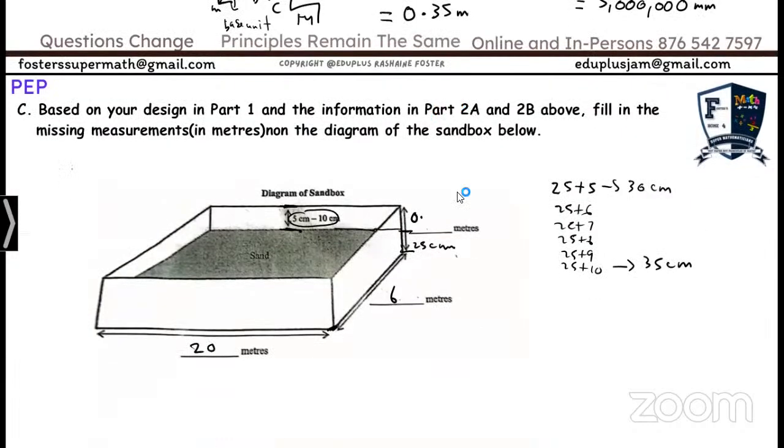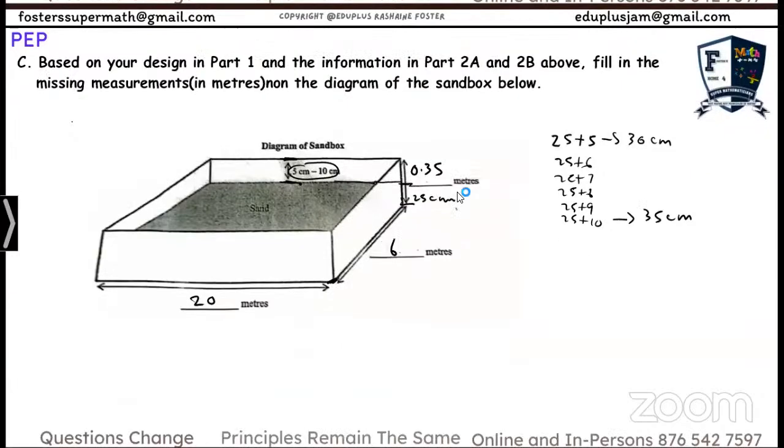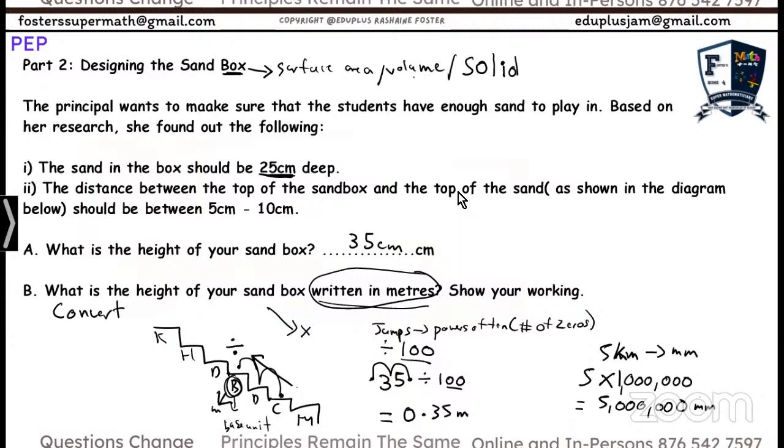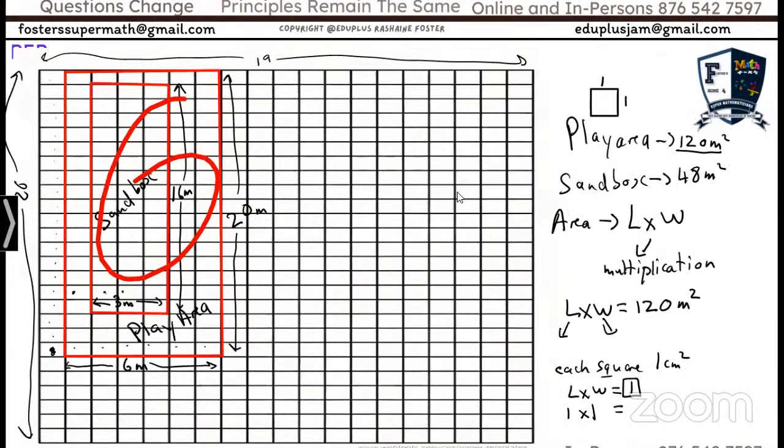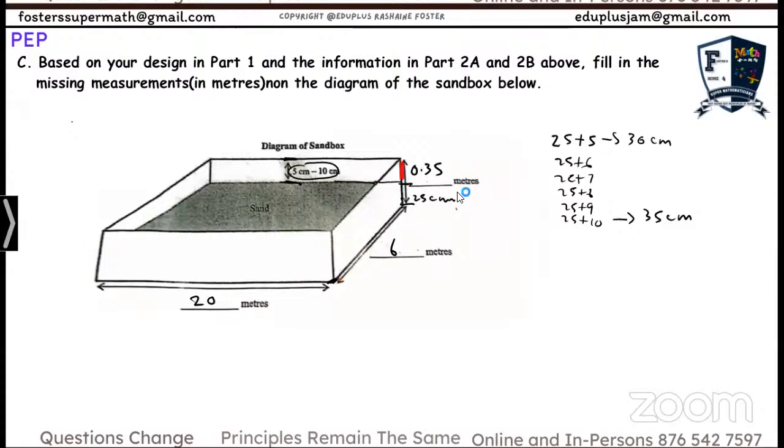All right, so this is 0.35 meters. Let's continue now, people. Next question now. It then says, based on your design in part 1 and the information, find the missing measurements in meters. So obviously the long side is going to be the 20. The width is going to be 6 because that is what I used. Remember, that is what we had on our grid. So I have my 20, I have my 6, and remember, we worked out that the height would have been 0.35 meters. Let's continue.